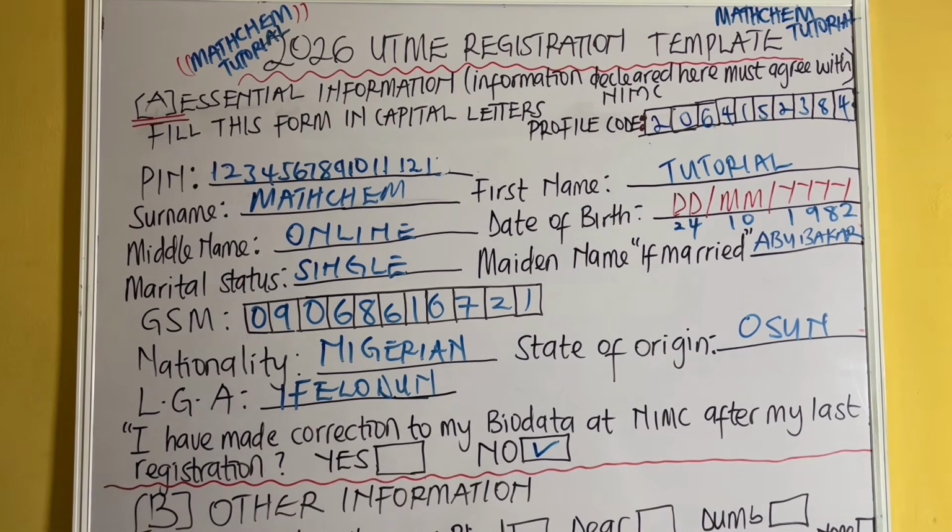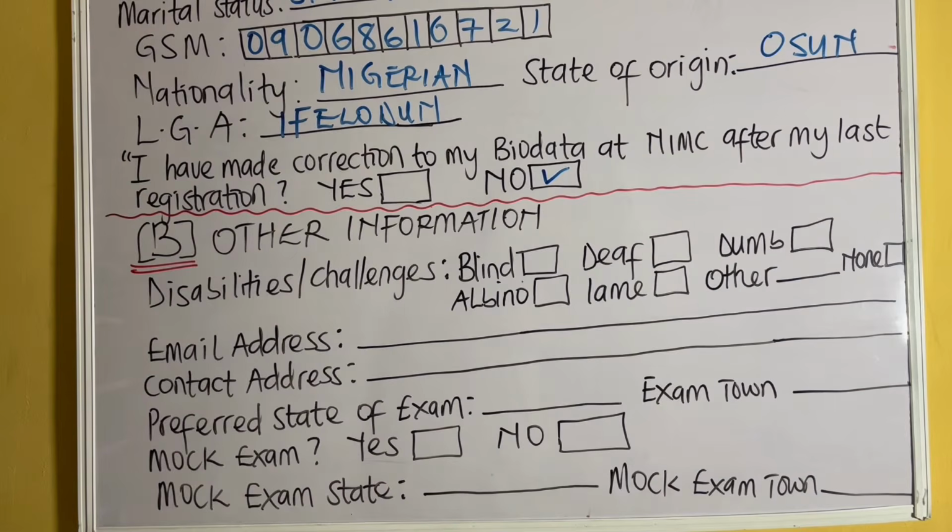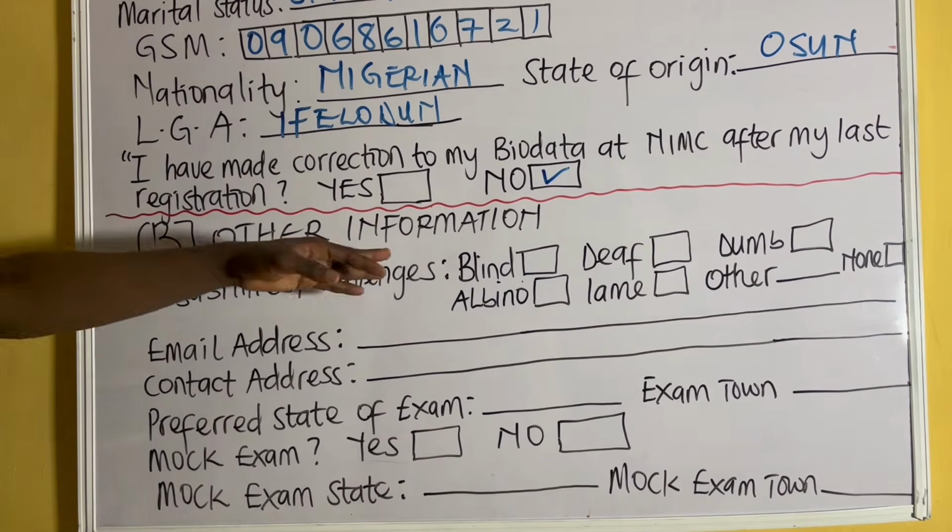So we are done with everything in this section A. Please don't make mistakes in this section A. Like I said earlier, this information in this section A must tally with the information you supplied during your NIN. And for the date of birth, you must be 16 years old by September 2026 before you are eligible to register for the UTME 2026 exam.